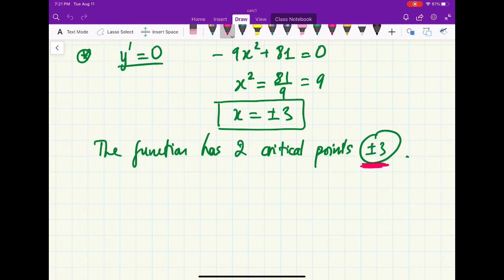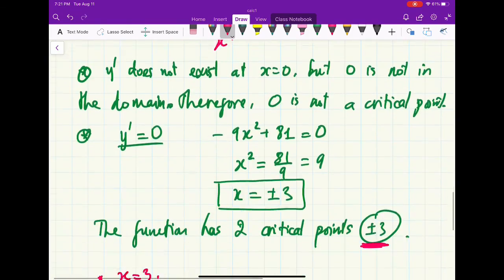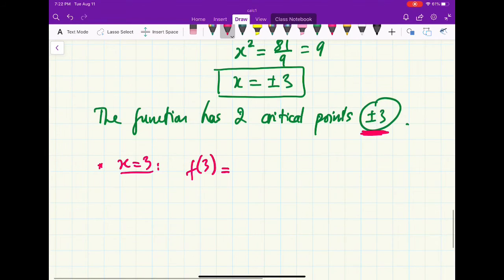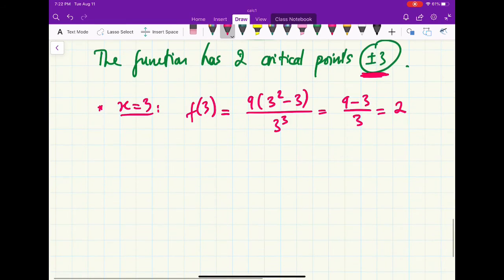Now let's consider the case when x equal to 3. You plug 3 into the function and you get f(3) equal to 9 times 3 squared minus 3 over 3 cubed. That is 9 minus 3 over 3, so you have 2. That point is x equal to 3 and y equal to 2. That is the first piece of information.